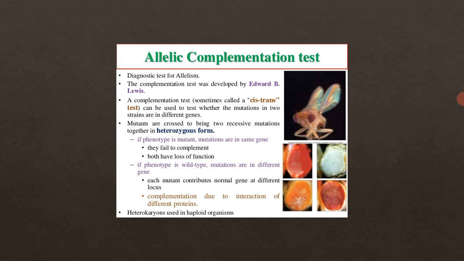Now this complementation test was discovered by a scientist called Edward Lewis, and this test is used for allelism. A complementation test can also be called the cis-trans test, which we will see in the next slides. Now this is important: this test is used to determine whether mutations are present in the same gene or in different genes.